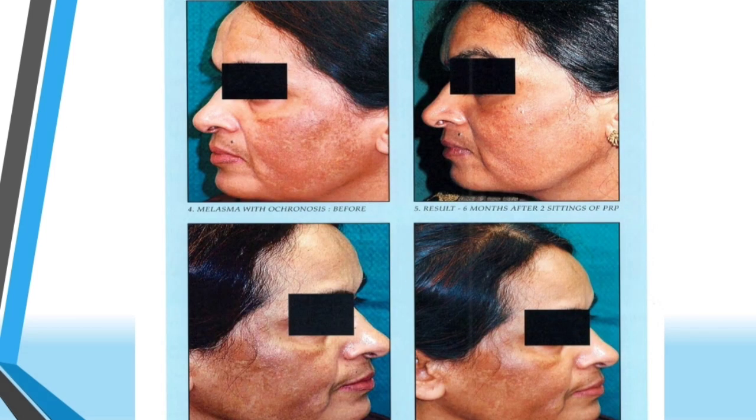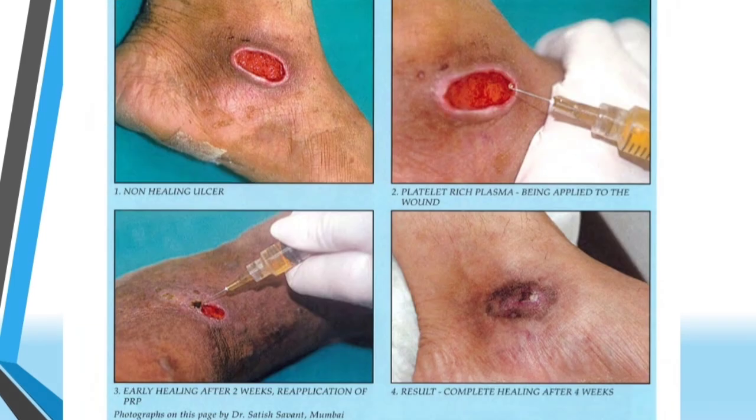And this is a case of melasma with uchronosis. There are two different cases. We can see the improvement in pigmentation and skin texture. And this is a case of non-healing ulcer with PRP. We can see gradual improvement in the ulcer and reepithelialization.